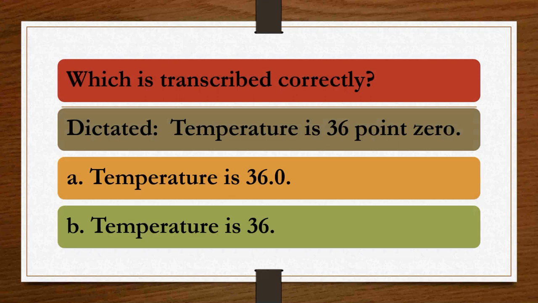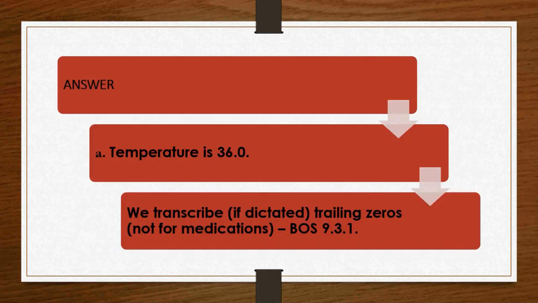So what about this? Which is transcribed correctly? Temperature is 36.0. Would you add the 0 or would you leave off the 0? Wow, you guys are all in agreement today. And the answer is, it's A. We do transcribe, if dictated, trailing zeros for lab values and for vital signs, but we do not for medications, because it's easy to make an error if a decimal point is misplaced for a medication.